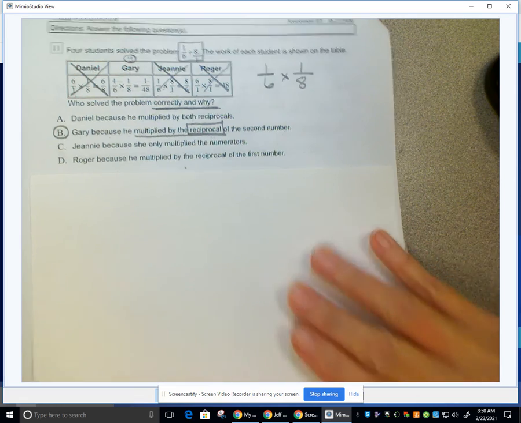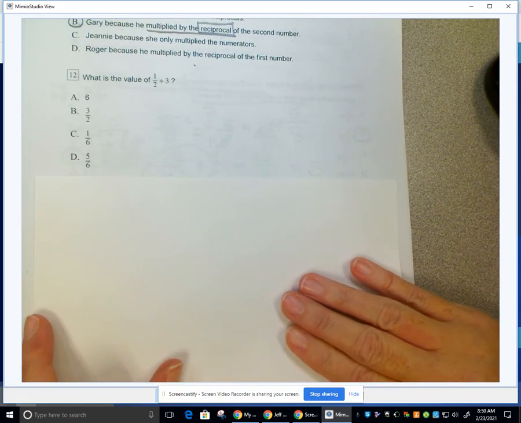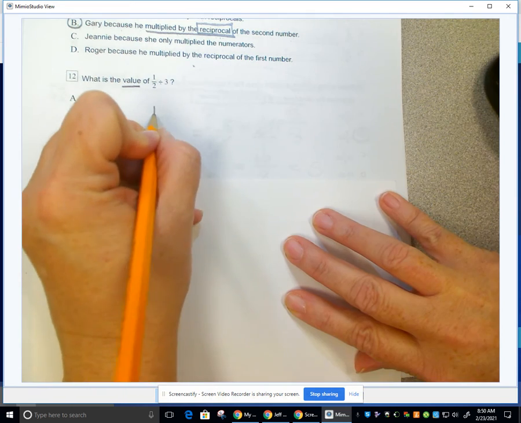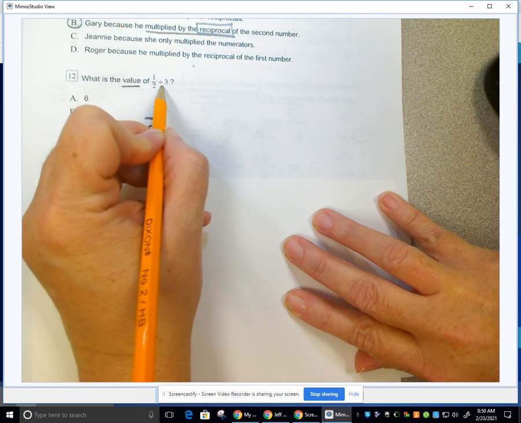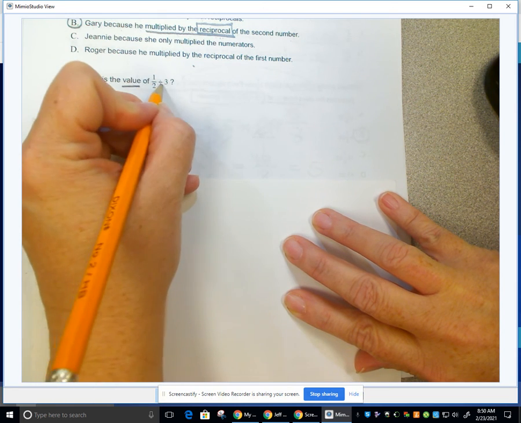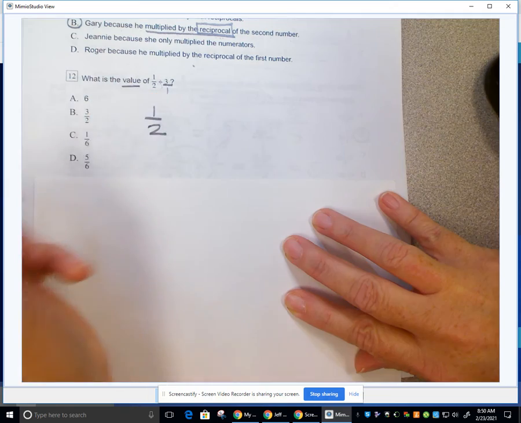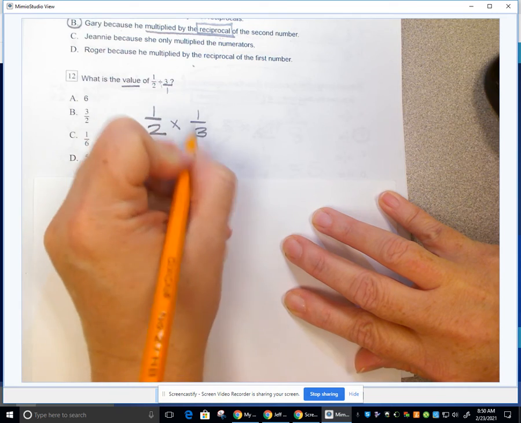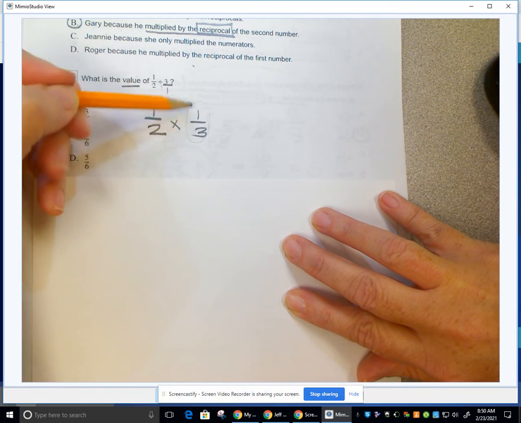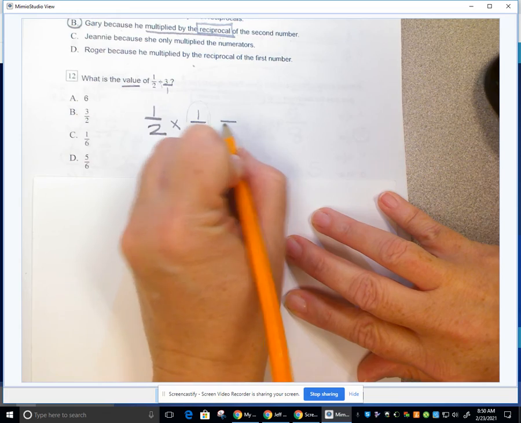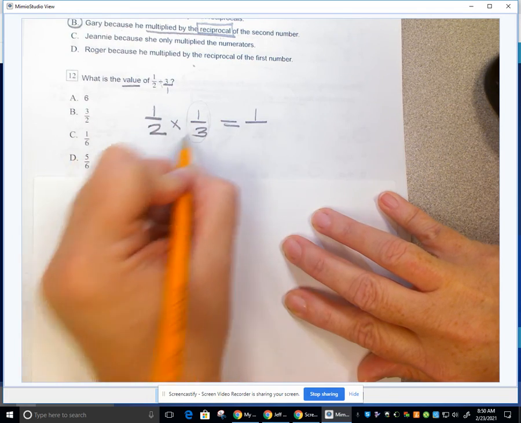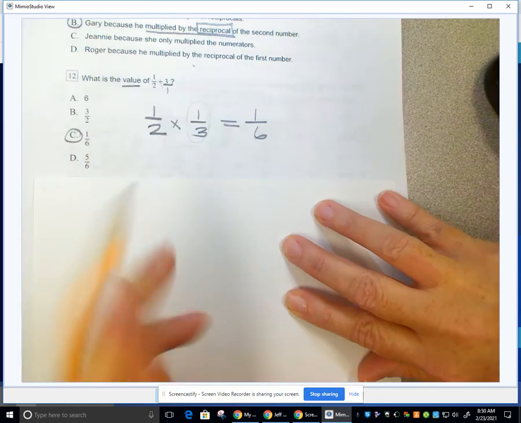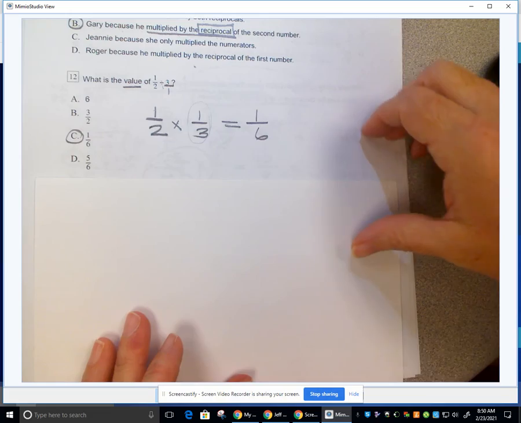Okay? Number 12. What is the value of 1/2 divided by 3? So we're just solving this. 1/2, set a division. We'll keep it, switch it, flip it. See, this is 3 over 1. So I'm going to switch to multiplying. Instead of 3 over 1, 1 over 3. Remember the reciprocal. This is the reciprocal. It's the opposite of this. 1 times 1 is 1. 2 times 3 is 6. 1/6, and I'm going with C. And I know that's in simplest form because it has a 1 on top.